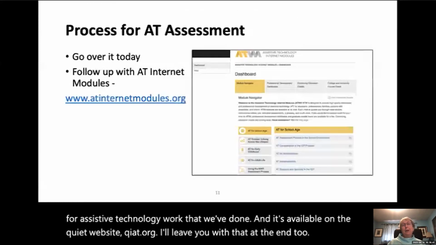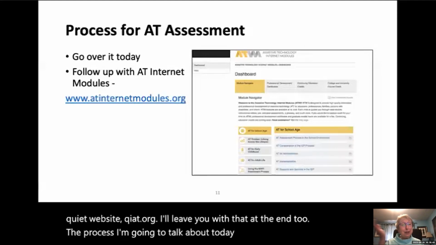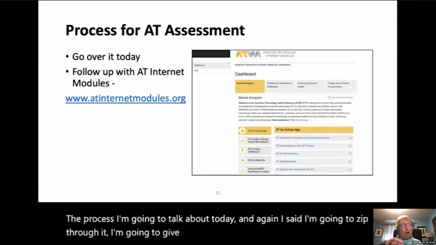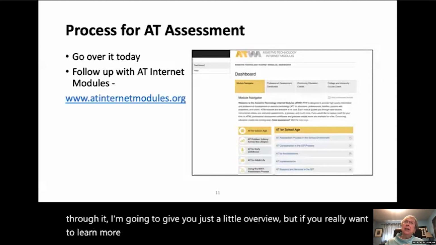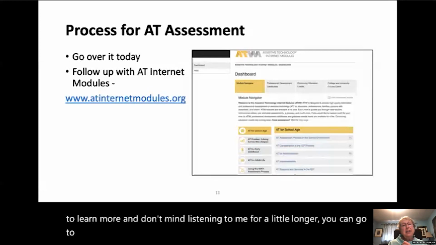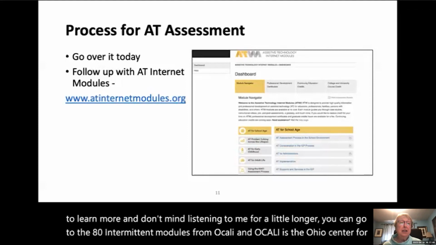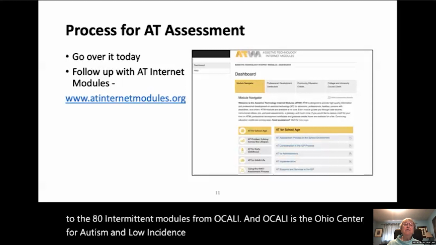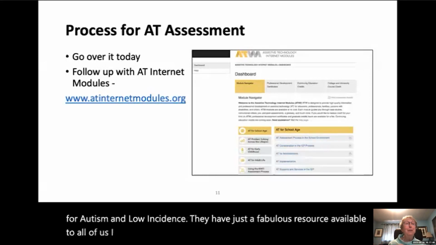The process I'm going to talk about today, and again, I said I'm going to zip through it. I'm going to give you just a little overview. But if you really want to learn more and don't mind listening to me for a little longer, you can go to the AT Internet modules from OCALI. OCALI is the Ohio Center for Autism and Low Incidence. They have just a fabulous resource available to all of us. I hope you know about it, but if you don't, I'm thrilled to introduce you to it.